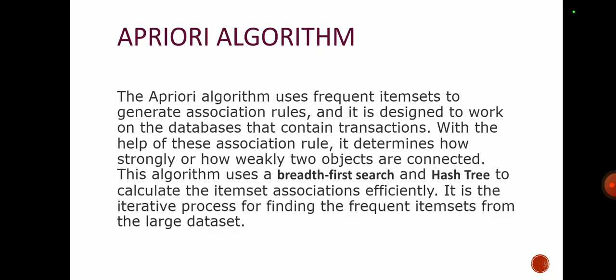First we need to know about the Apriori algorithm. It uses frequent item sets to generate association rules and it is designed to work on databases that contain transactions. With the help of these association rules, it determines how strongly or how weakly two objects are connected. This algorithm uses a breadth first search, that's BFS, and a hash tree to calculate those item set associations efficiently.